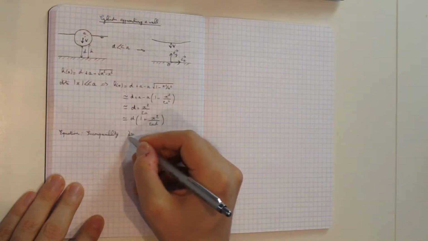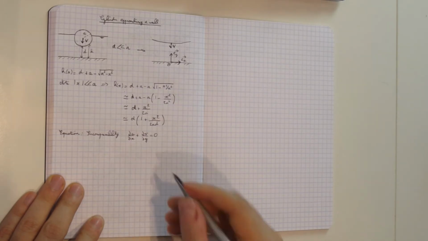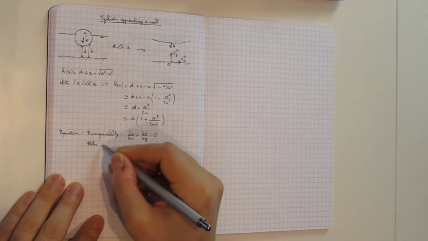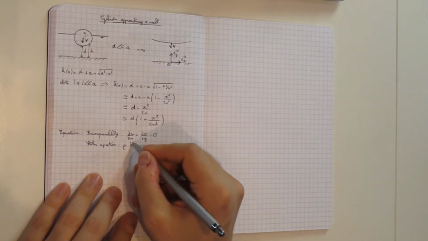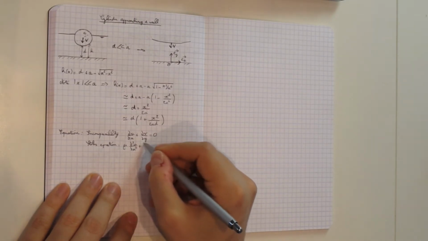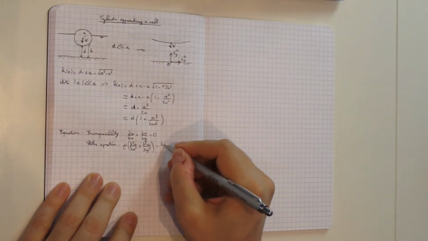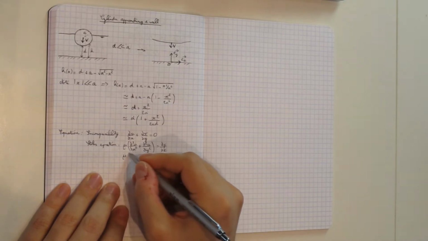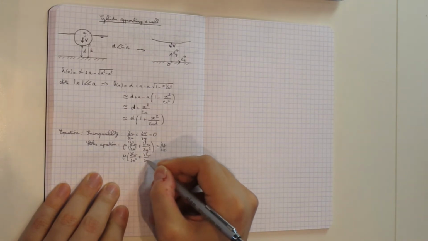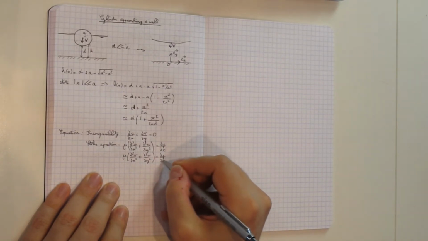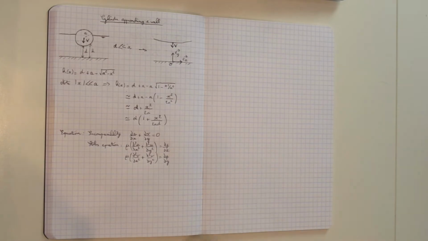So that will be du/dx plus dv/dy equals 0. Then I've got the Stokes equation, which is mu times (d²u/dx² plus d²u/dy²) equals dp/dx. And I've also got mu times (d²v/dx² plus d²v/dy²) equals dp/dy. Okay, so these are my incompressibility condition and my Stokes equation.